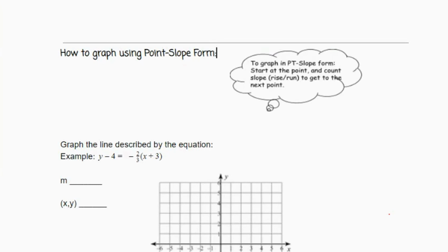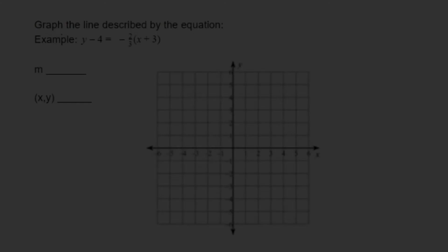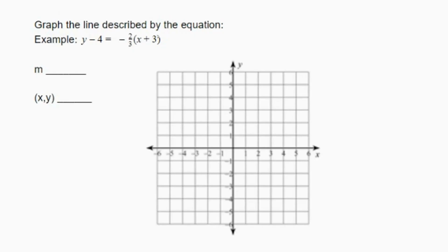Our last objective in this lesson is how to graph using point-slope form. So how are we going to generate a graph if we are given point-slope form? Y minus y1 is equal to slope times x minus x1. If you want to graph in point slope form, we're going to start at the point that's given to us, and we're going to count the slope to get to the next point. So graph the line described by the equation y minus 4 is equal to negative 2/3 times the quantity x plus 3.